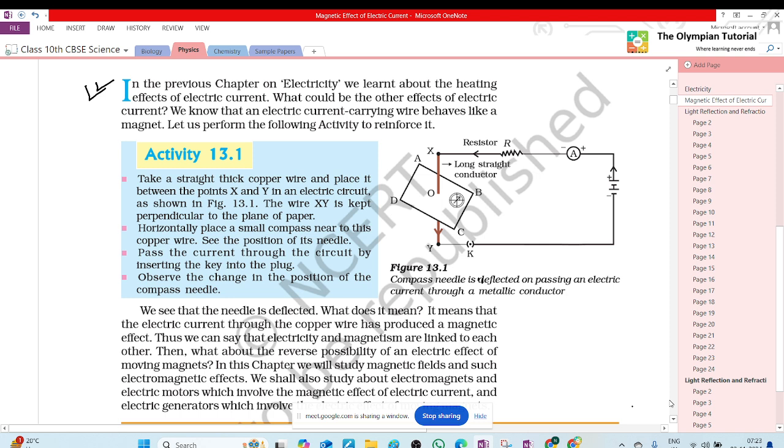Activity 13.1. Take a straight, thick copper wire and place it between the points X and Y in an electric circuit as shown in the figure. The wire XY is kept perpendicular to the plane of paper. Horizontally place a small compass near this copper wire. See the position of its needle. Pass the current through the circuit by inserting the key into the plug. Observe the change in the position of the compass needle.